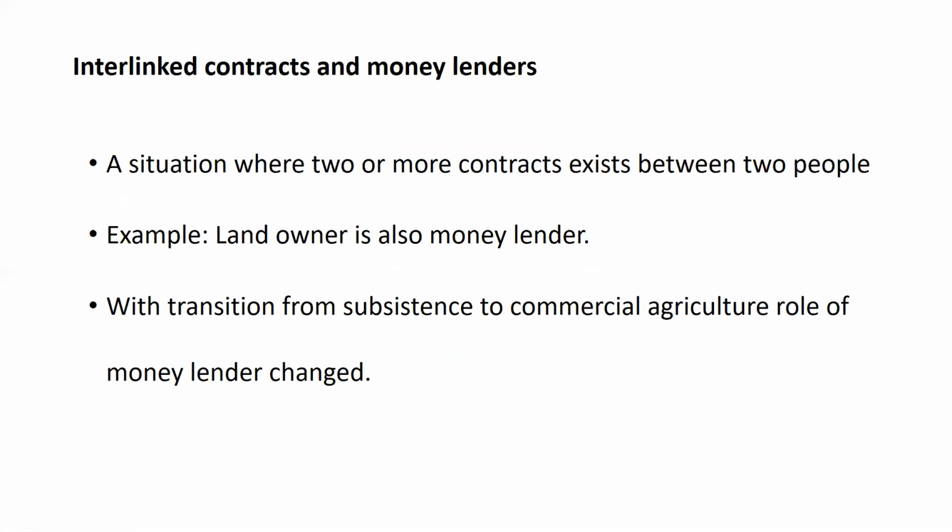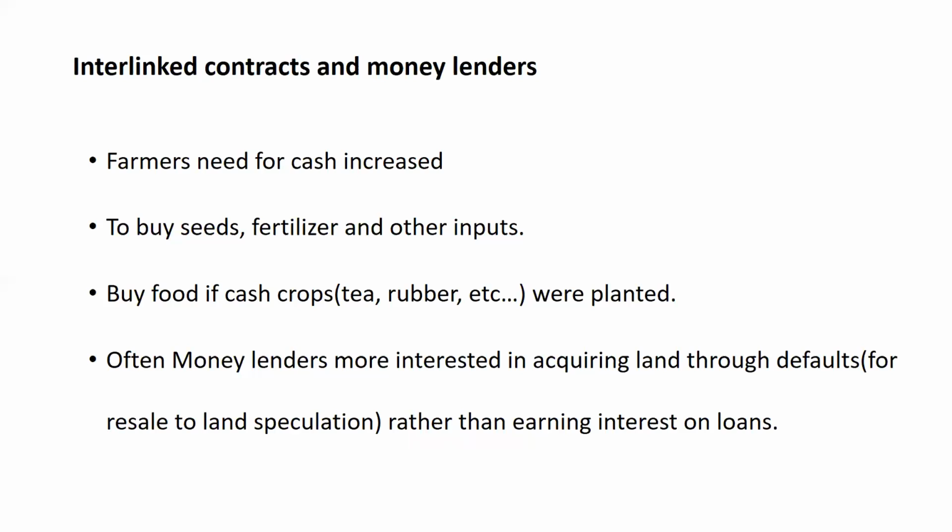So there are other institutions we will mention briefly. One has to do with money lenders and interlinked contracts. This is a situation where 2 or more contracts exist between 2 people. And so what typically happens is that the landowner is also a money lender. With the transition from subsistence to commercial agriculture, the role of the money lender changed. The farmers need cash because they need to buy seeds, fertilizer, anything. They need that money in advance.